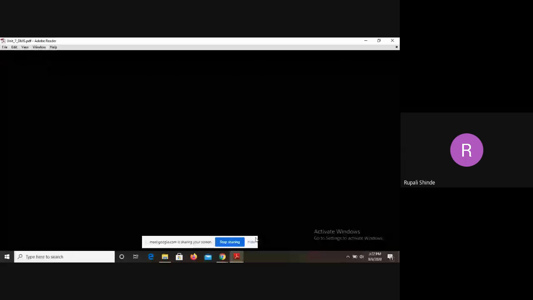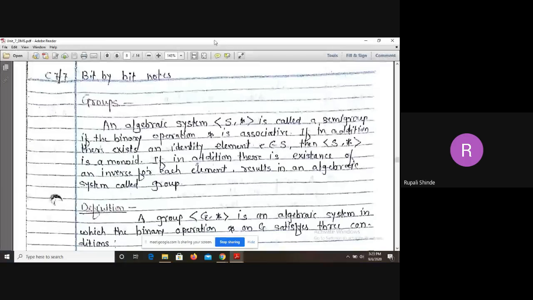Today we are going to start unit number 7, and that is groups. First of all, we are going to see what is the definition of groups.